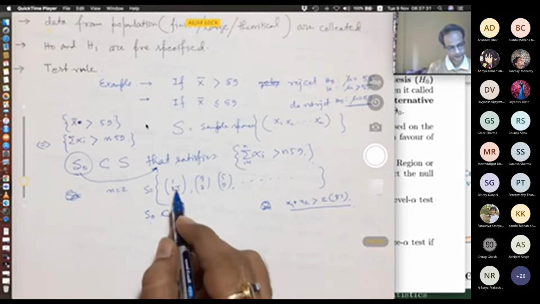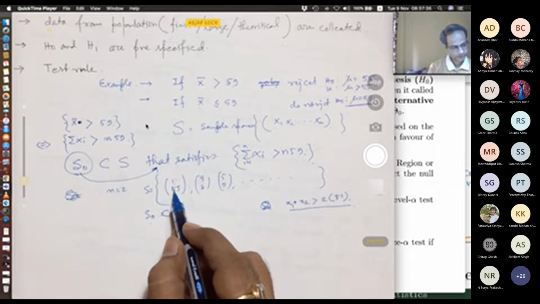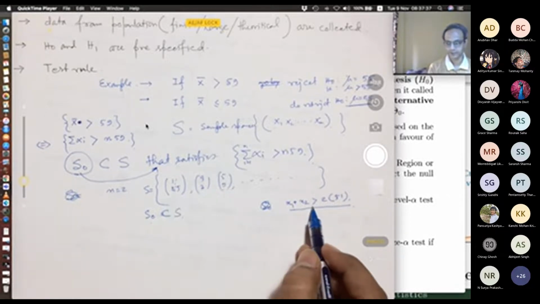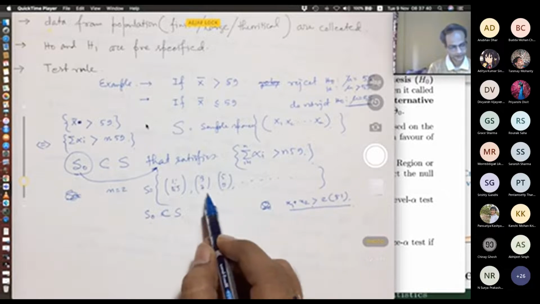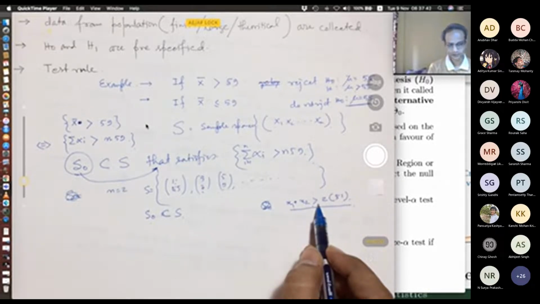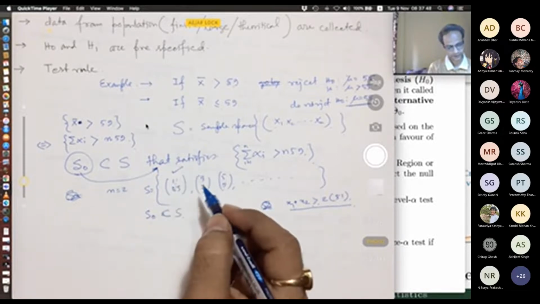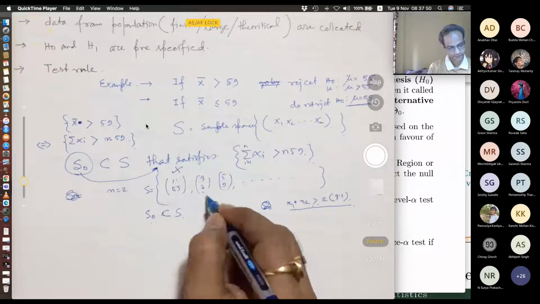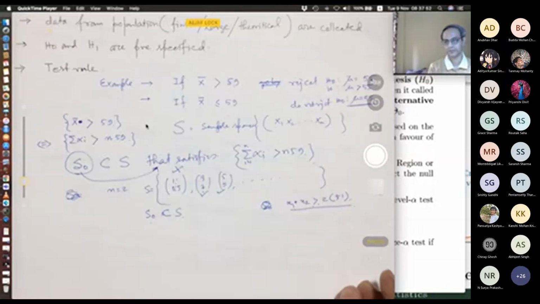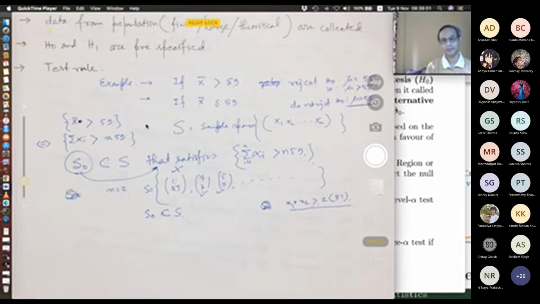So this element from S naught will not satisfy this condition, right? But this element will satisfy this condition. Is it okay? Yes, sir. This will not be in S naught, but this one and this one will be in S naught. Is it okay now? Yes, sir. So it is making a partition in the sample space.